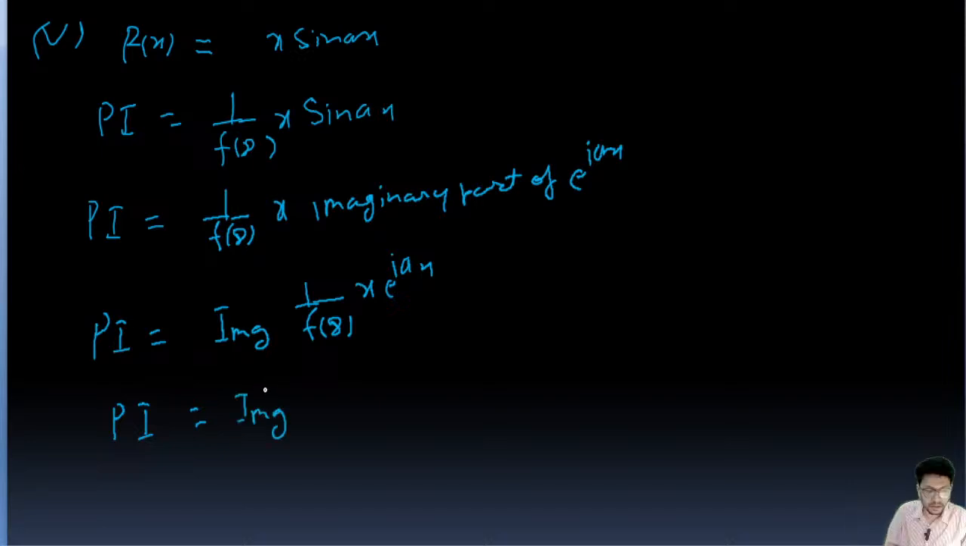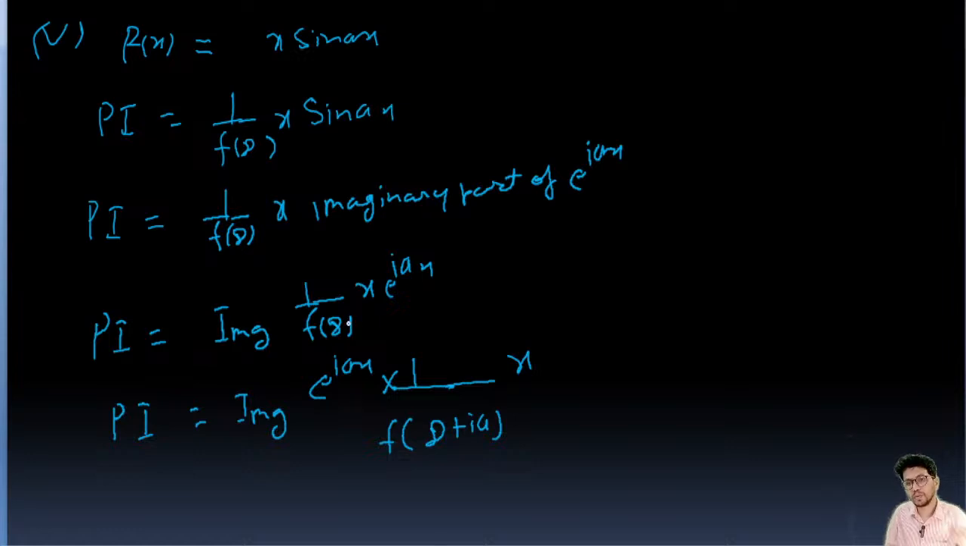So this is going to be the imaginary part of e^(iax) into 1 upon f(D), where D is replaced by D plus ia, acting on x. By this we can solve the PI. I have already explained this: particular integral when R(x) is in the form of e^(ax) into phi(x). So this is one.